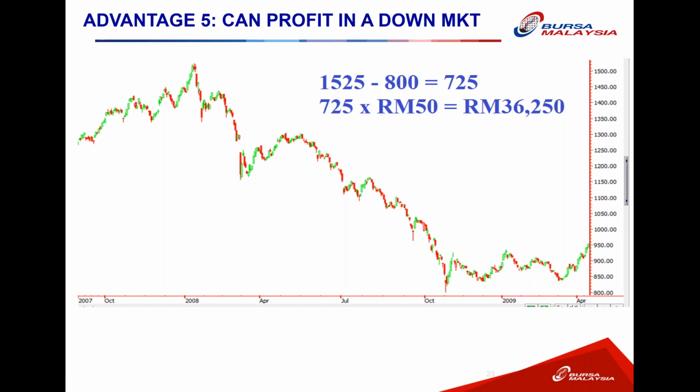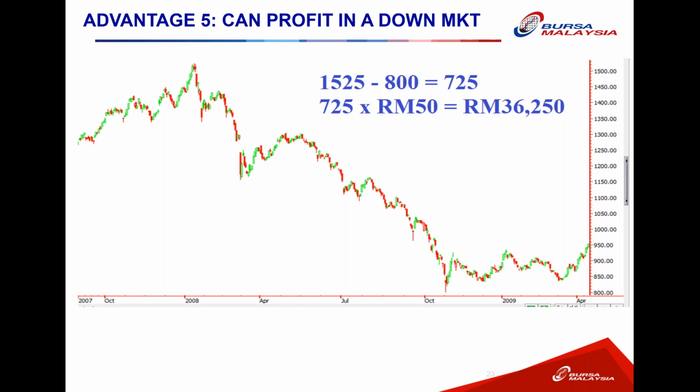Generally, people in Malaysia don't own just one futures contract. At least you will own more than one. But this is only one contract. That means in less than one year, when the market is coming down and you're losing money in stocks, you can actually use futures to make a profit by selling. So this is one example. In less than a year, you can generate 36,000 from one contract, which you started with only 4,000.